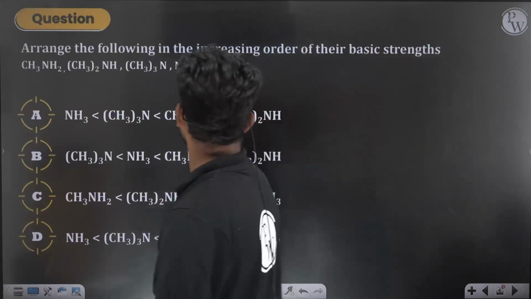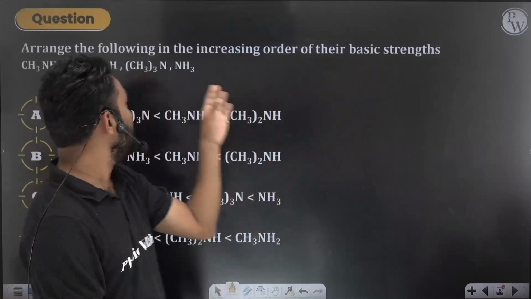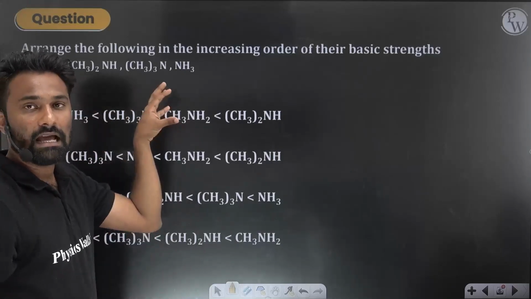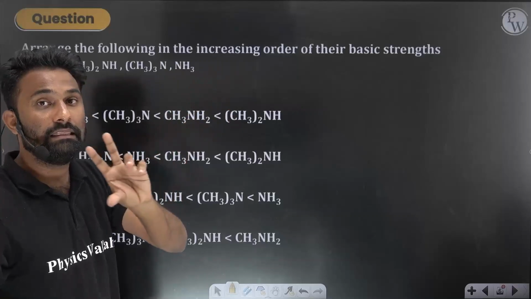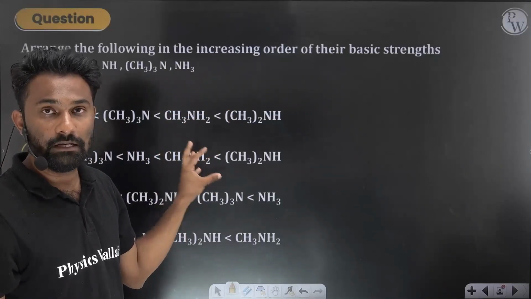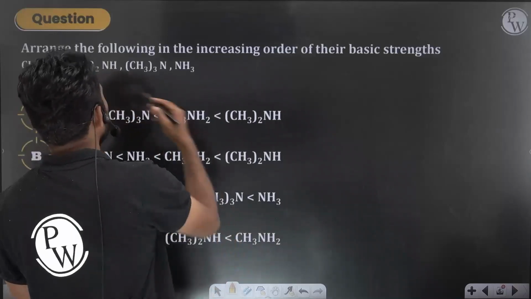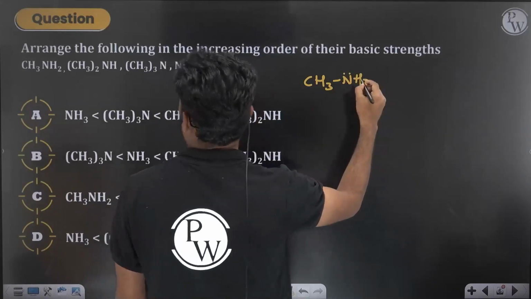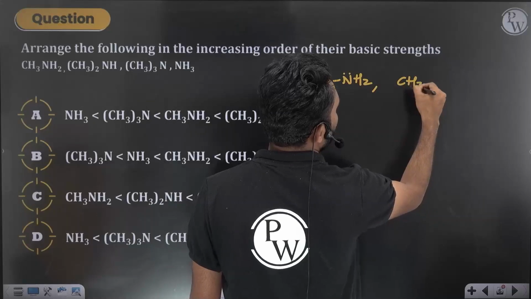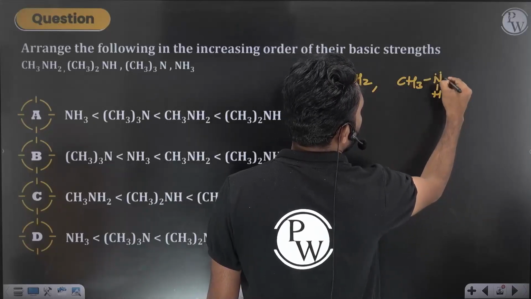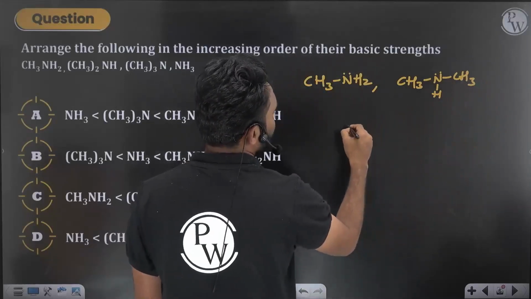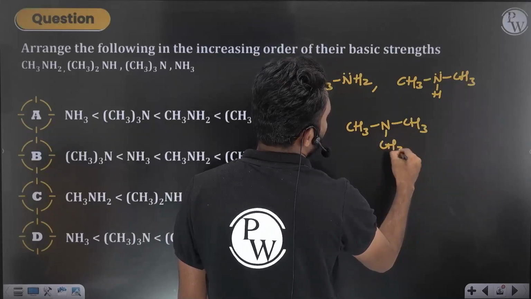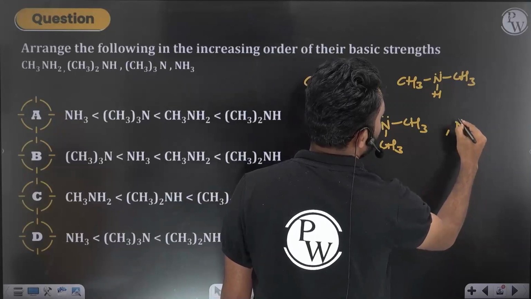Arrange the following in the increasing order of their basic strength. When they ask this type of question, there will be a somewhat tricky concept. What is that concept? Here CH3NH2 is the primary amine. Next we have the secondary amine. Next we have the tertiary amine. Next we have NH3.